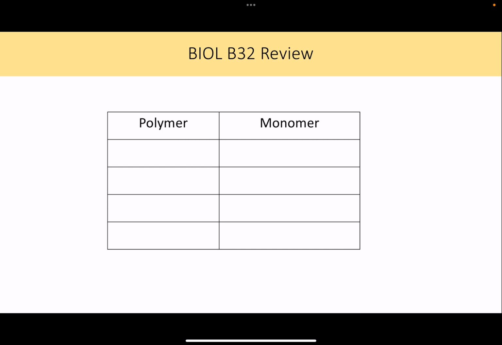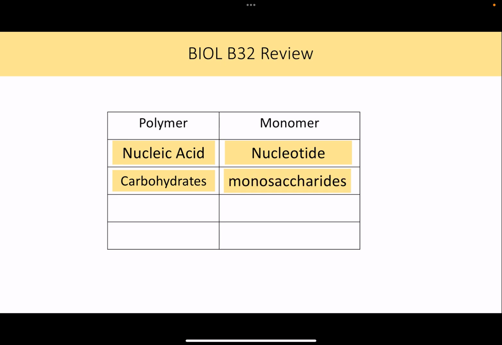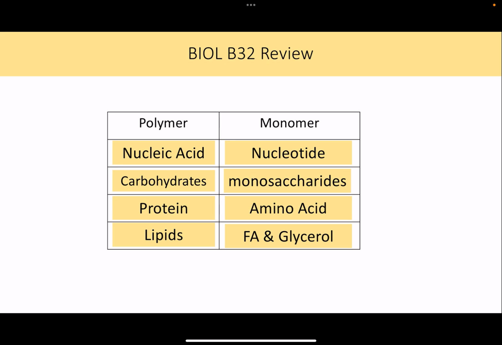And so a quick review from B32 of polymers and monomers. The polymer is a nucleic acid, but what is the monomer for a nucleic acid? Nucleotide. What about for carbohydrates? Monosaccharides. For protein, amino acid. And although lipids don't have a true monomer, what do they break down into? Do you know? Fatty acids and glycerol. Good.